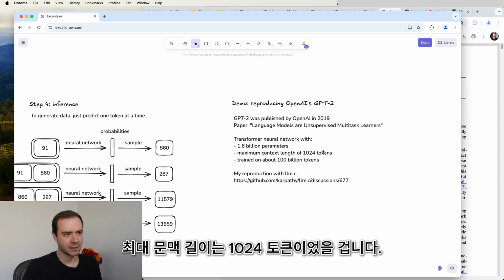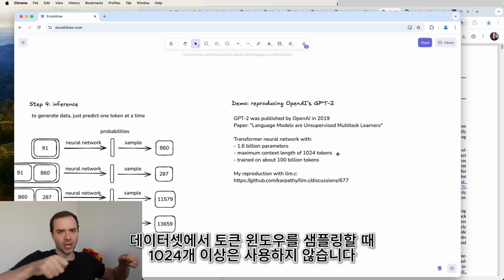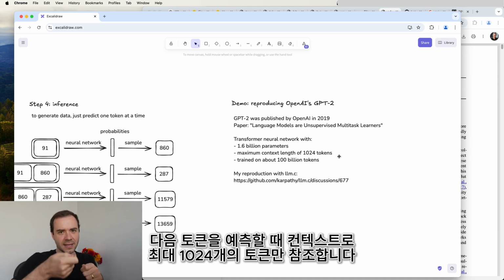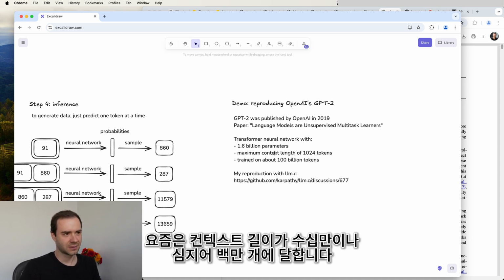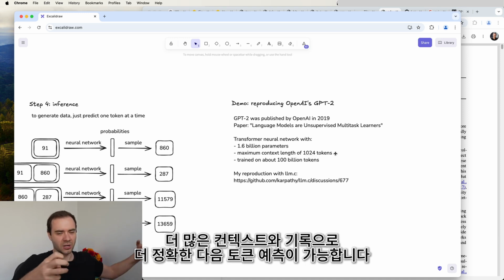The maximum context length here was 1,024 tokens. So when we are sampling chunks of windows of tokens from the dataset, we're never taking more than 1,024 tokens. And so when you are trying to predict the next token in a sequence, you will never have more than 1,024 tokens in your context in order to make that prediction. Now, this is also tiny by modern standards. Today, the context lengths would be a lot closer to a couple 100,000 or maybe even 1 million. And so you have a lot more tokens in history, and you can make a lot better prediction about the next token in a sequence in that way.